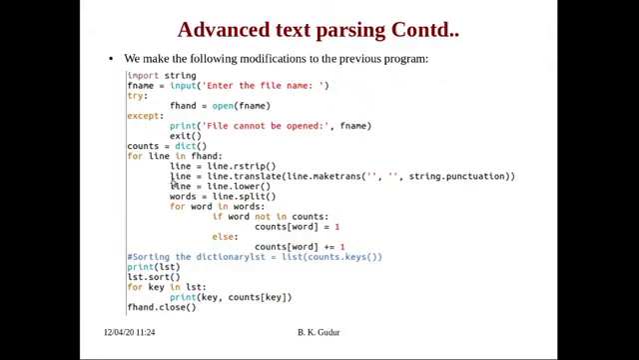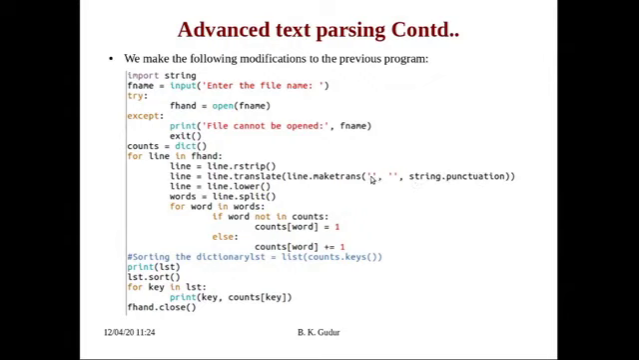Okay, here we see line is equal to line dot translate, and this line says line dot maketrans. So how are we going to make the translation? You see here, these two strings are empty, meaning we don't store or take from anywhere. Instead, we'll take from string dot punctuation and delete all of it.